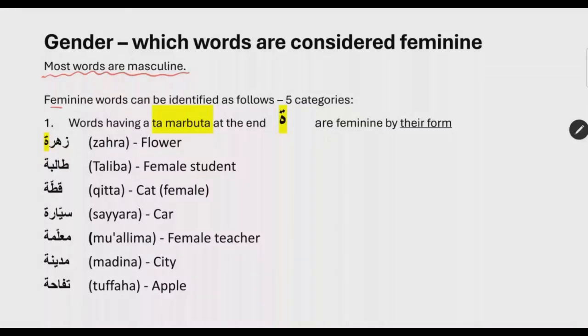Then we have feminine. It comes in certain categories, right? So the one is the obvious one, which you can see a mile away.